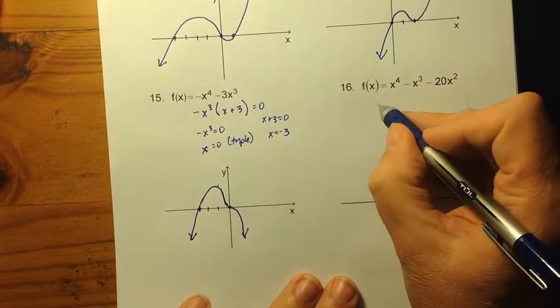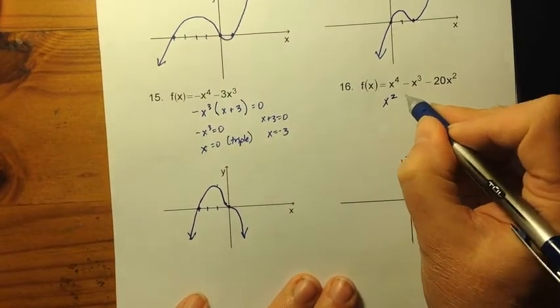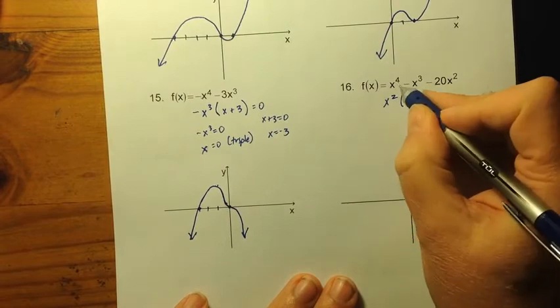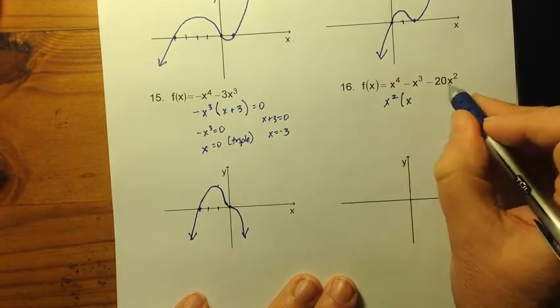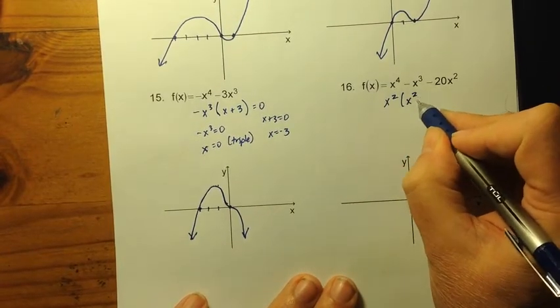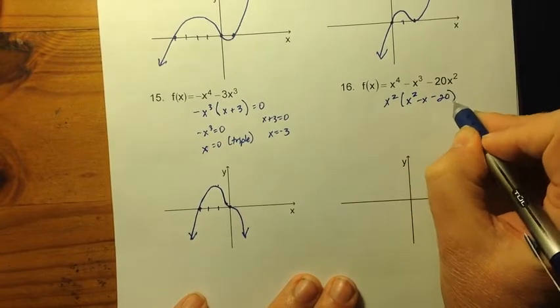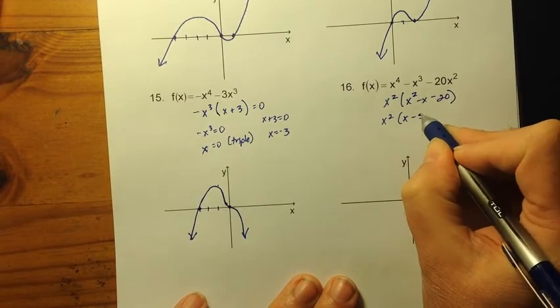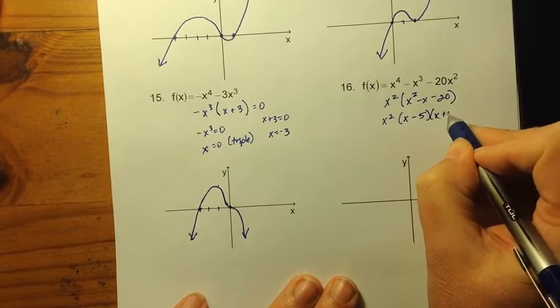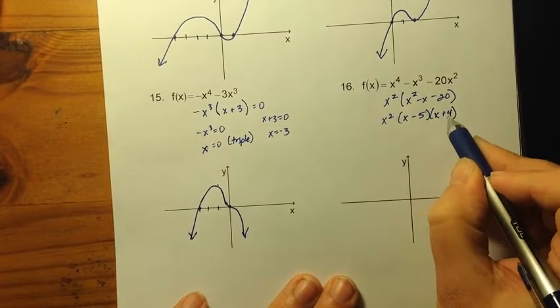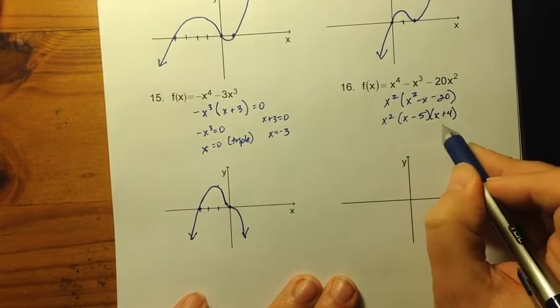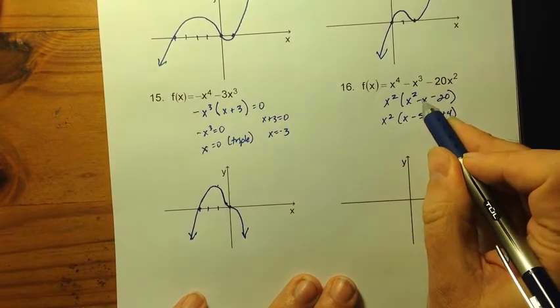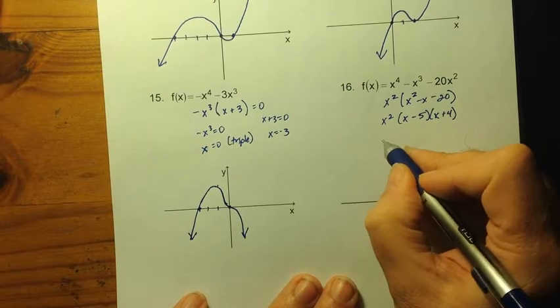Last one. I know I'm going through these pretty quick, but hopefully you're catching on to this. I've got a common factor of x squared. I'm going to factor that out. X squared minus x minus 20. And then that factors further to x minus 5 and x plus 4. Negative 5 times 4 is negative 20. Negative 5 plus 4 gives me that middle coefficient of negative 1.